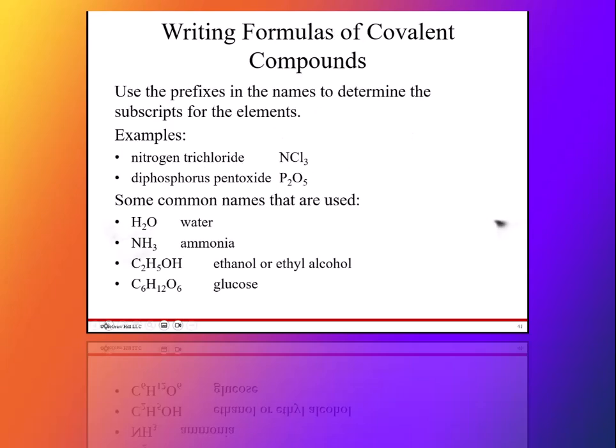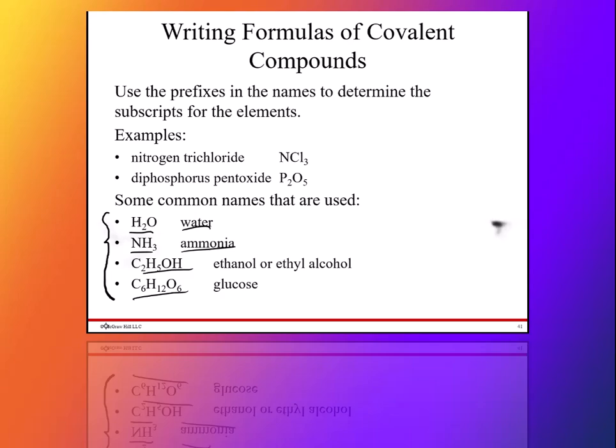So here's some other examples. Now, these sometimes can be difficult. Let's talk about these. These molecular compounds, covalently bound compounds, have been around so long, they have their own names. Like, we don't call this dihydrogen oxide, which is what we would call it if we were following the naming rules for covalent compounds. We just call it water. Same thing here. We don't call this nitrogen trihydride. We call it ammonia. We call this ethyl alcohol. We call this glucose, or we call it a sugar.